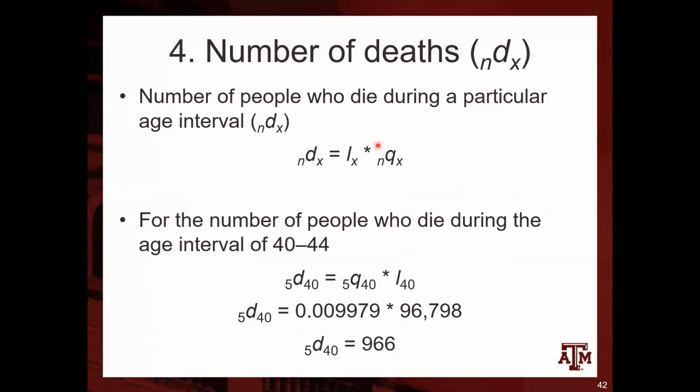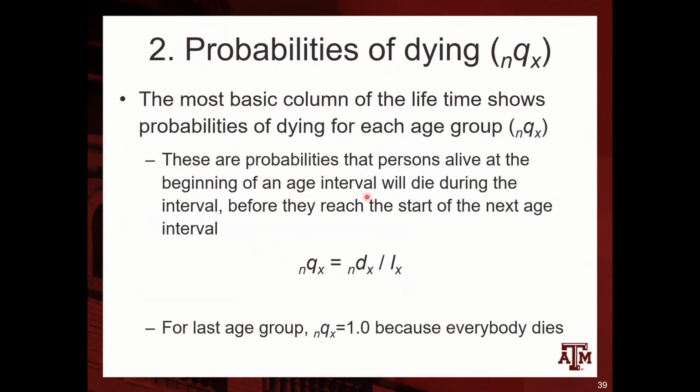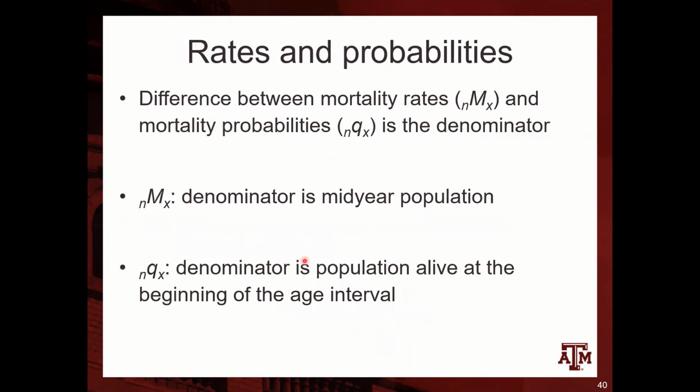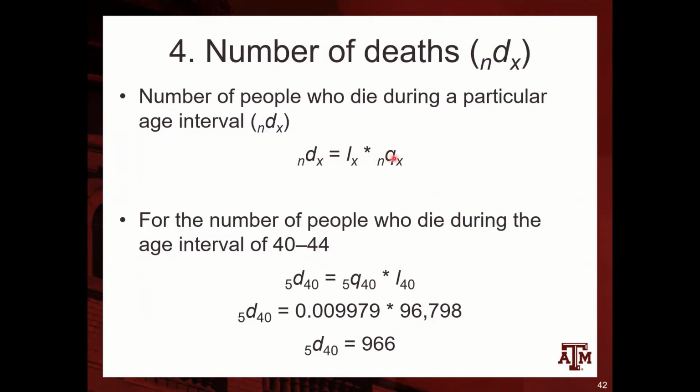Cool. The number of deaths, the number of people who died during a particular interval, we calculate using the same formula that we had for the probability. So we go to the formula for the probability here. Little lx is divided, we just move it to the other side, multiplying, and that's what we get here.